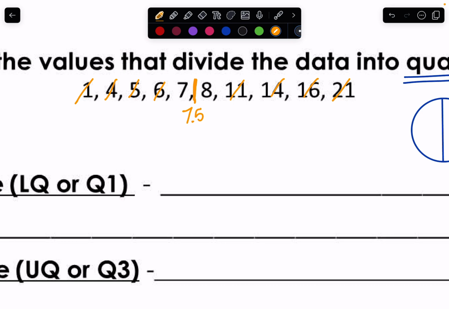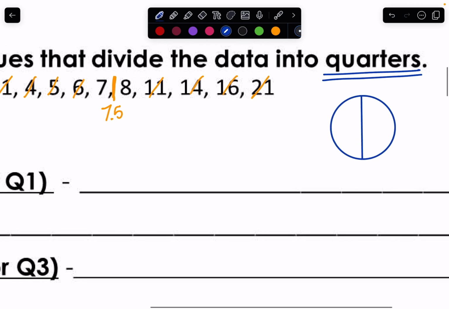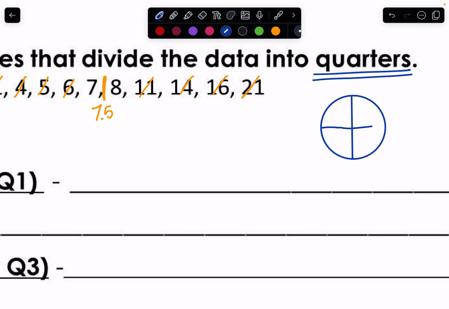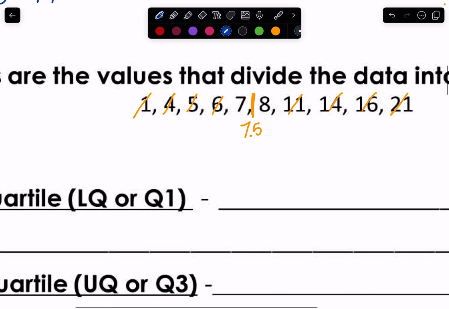So that's step 1, right? That'd be like me cutting my pizza in half. But I need to keep going. I've got to cut into quarters now. So now I make another cut. I cut each half into halves again. And that's exactly what I want to do here.